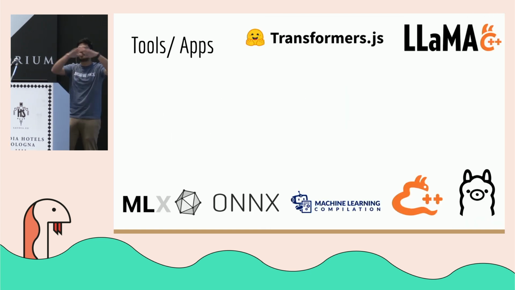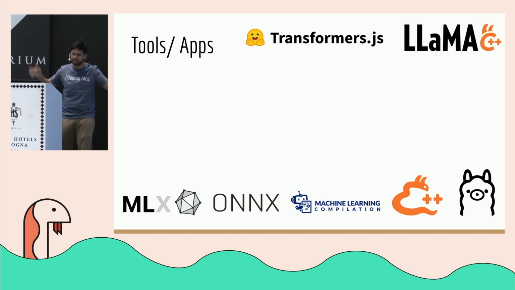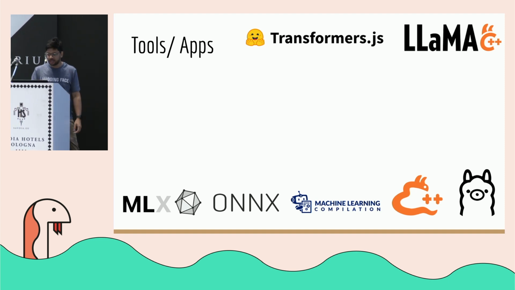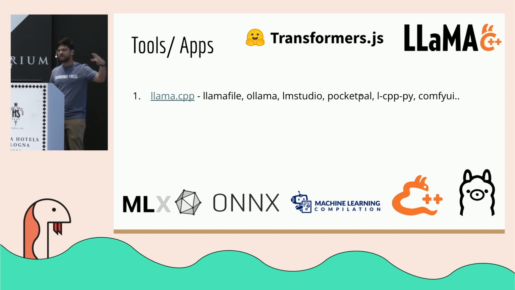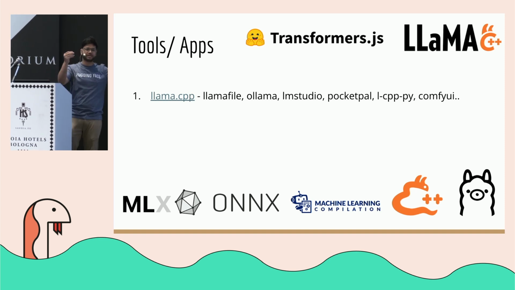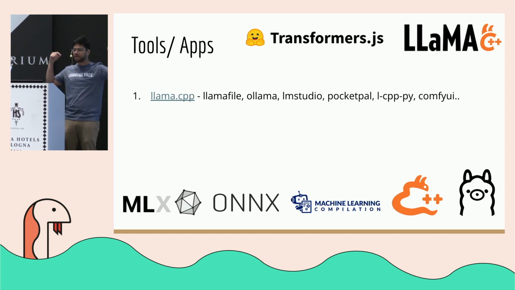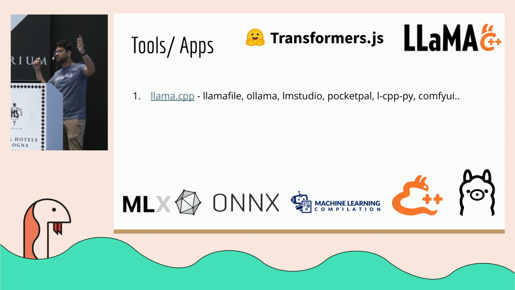So how does one run stuff like this? There's a plethora of tools, apps, frameworks, libraries, and so on. The first one being llama.cpp. This is the bread and butter of on-device machine learning. You have ollama based on it, llama-file, LM Studio, pretty much anyone who does on-device machine learning uses some form of llama.cpp embedded.